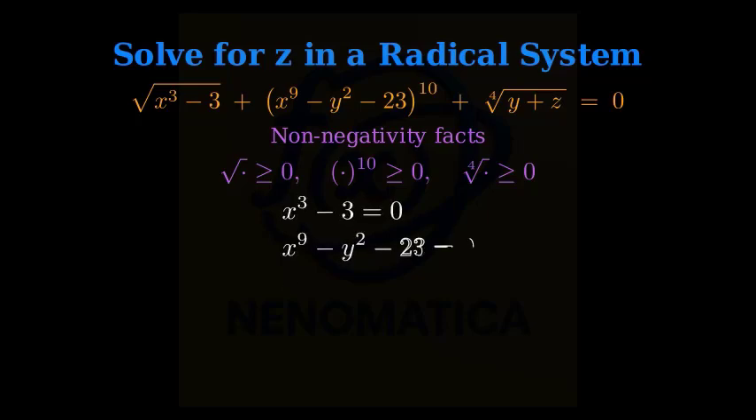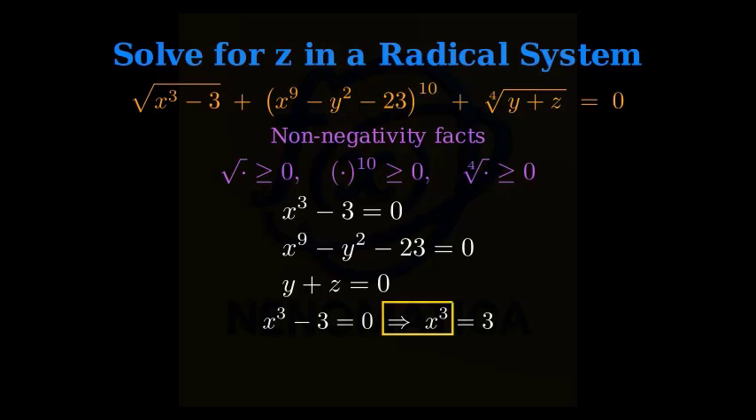We set each radicand and the base of the even power to 0. First equation, x cubed minus 3 equals 0. That gives x cubed equals 3. We will keep x cubed as 3 for substitution.